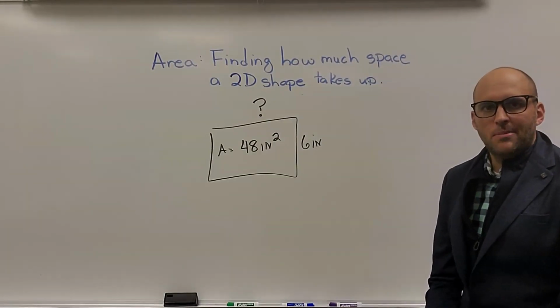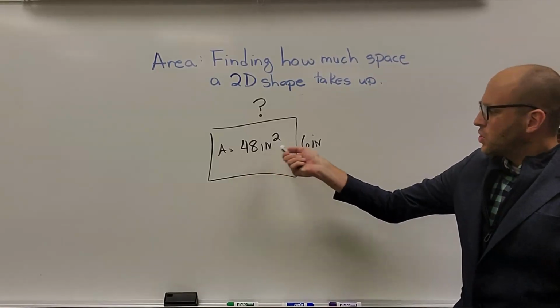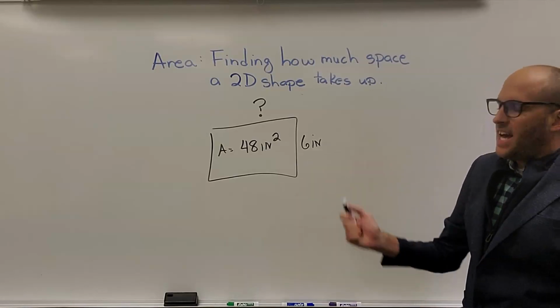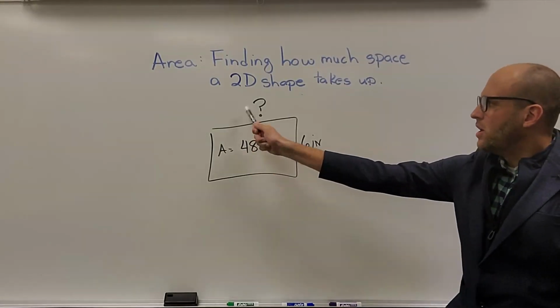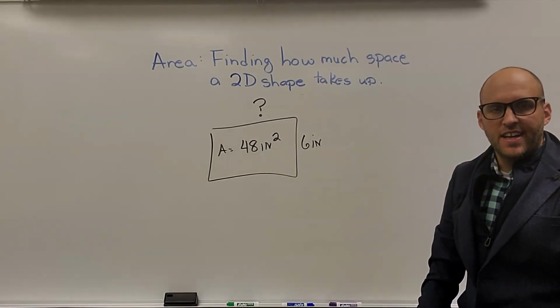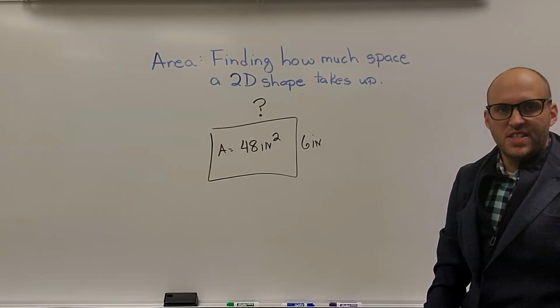Well, friends, for this problem, I've thrown a trick at you. I've given you the area, 48 inches squared. I've even given you one side, 6 inches. What you have to do is figure out how you get this other side. I'll give you a second, pause the video if you need it, and try to come up with that answer.